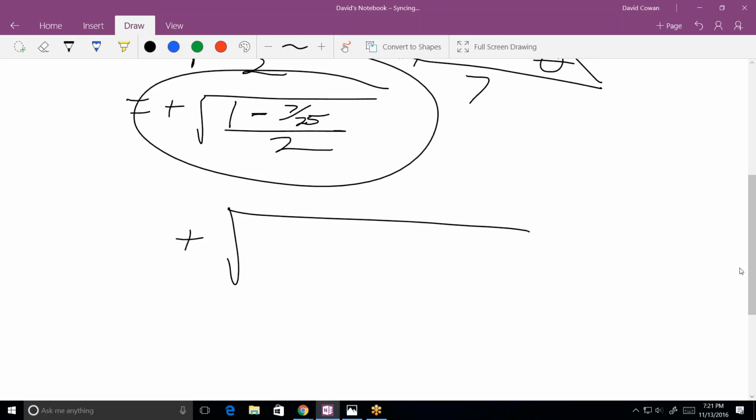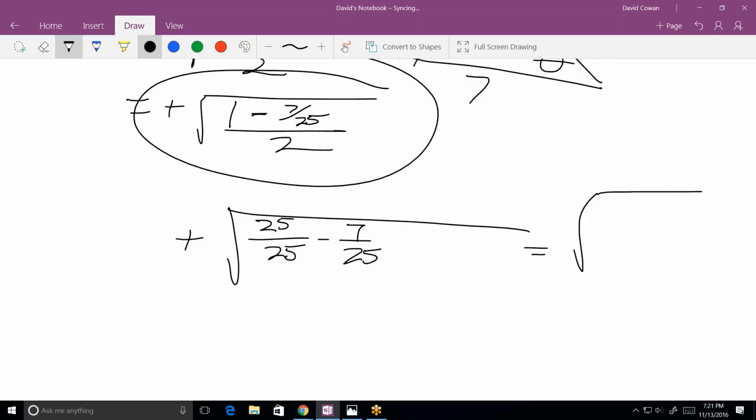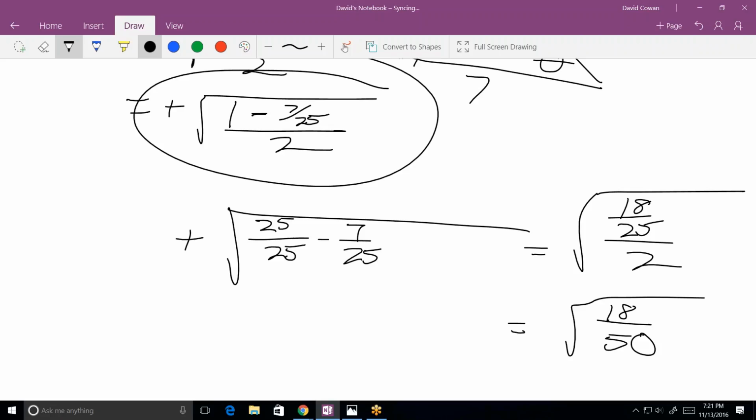You multiply the top by 25. Well, let's do this. Let's let 1 be 25 over 25 minus 7 over 25. That's equal to the square root of 18 over 25 divided by 2. Well, now that's the square root of 18 divided by 50. Whoa, wait. 18. Oh, okay, yeah, I see. So I got to divide that by 2. And now, let's see, can I simplify that any?